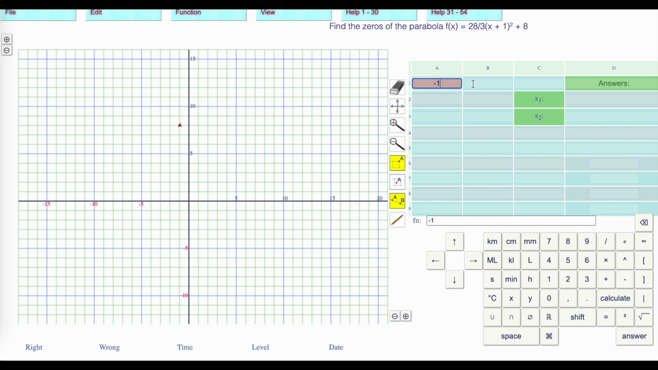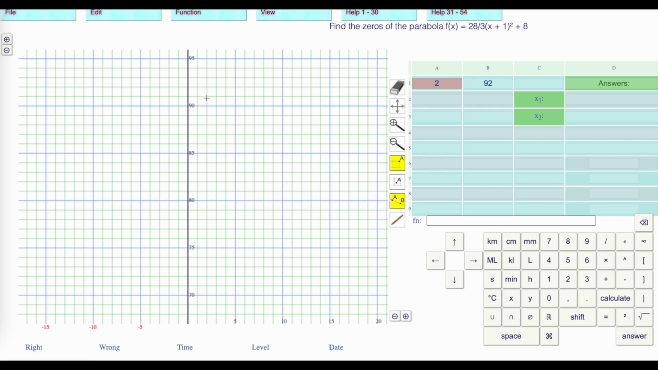When x is negative 1, the y value is equal to 28 divided by 3 times open bracket the x value, which is negative 1 right now, plus 1 is 0, squared is still 0, plus 8 is plus 8. When x is 0, we have 17.3. When it's 1, we have 45. When it's 2, we have 92.